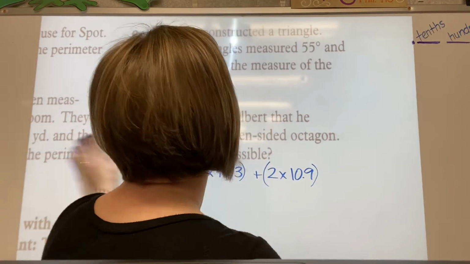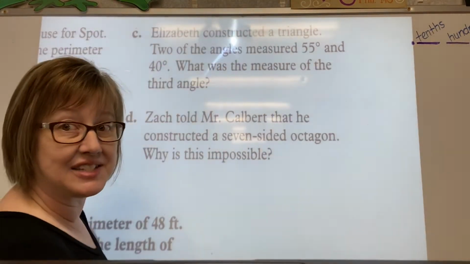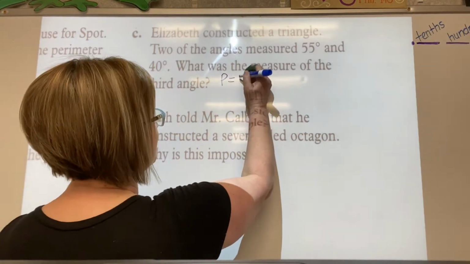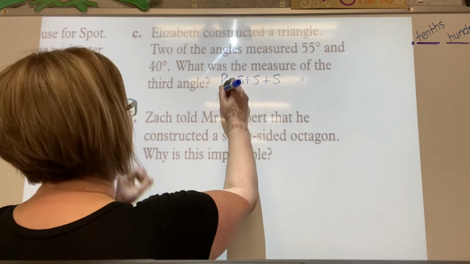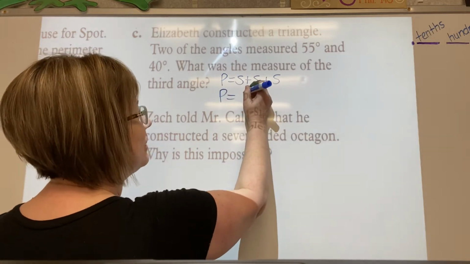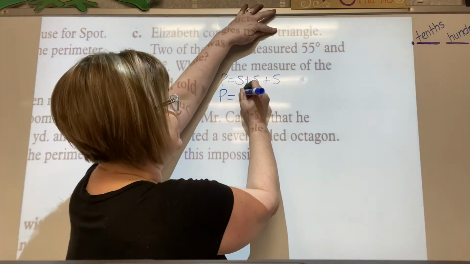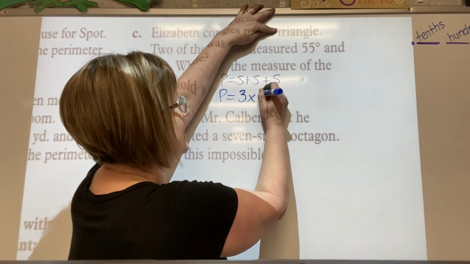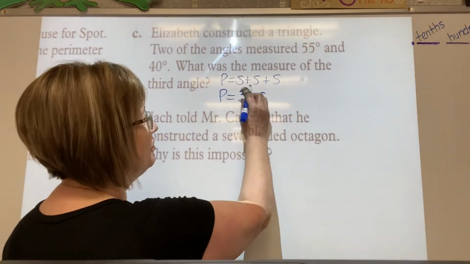Okay, and then over here, a triangle. So what do you think the formula would be for a triangle perimeter? We did that yesterday. P equals side plus side plus side, or P equals what? How many sides does a triangle have? 3. 3 times S, if all three sides are the same.